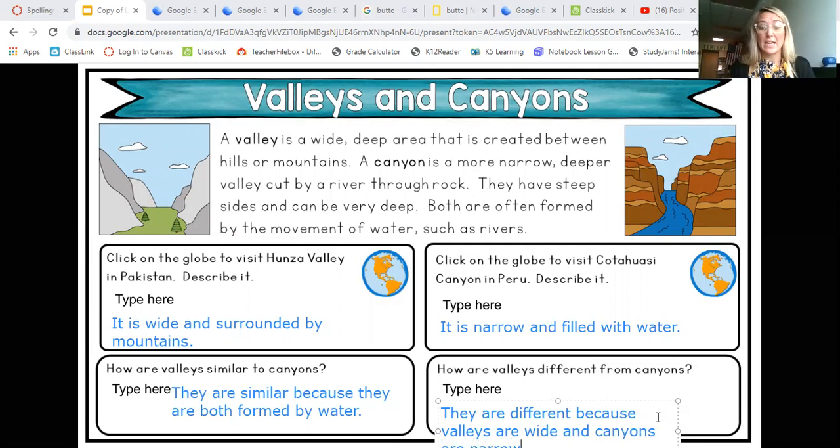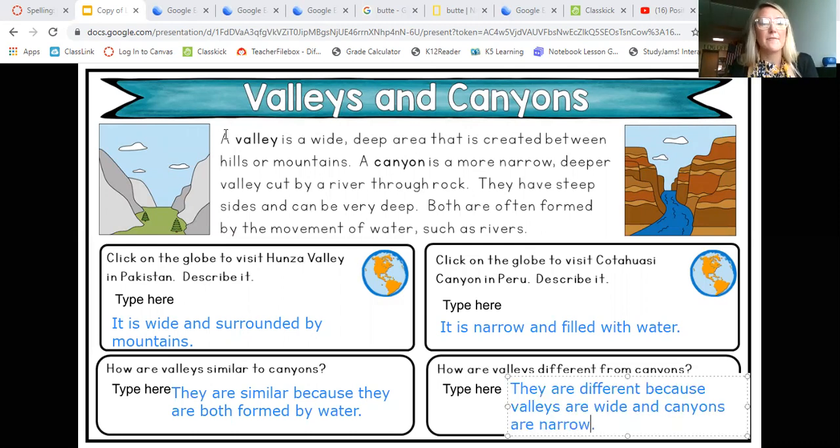I would know if I got that incorrect and had to go back and fix it. I went back and double checked my evidence. Yep, valley is wide. Valleys are wide. Always good to double check your work. Even teachers make mistakes sometimes, and that's okay, as long as we go back and try to fix them.